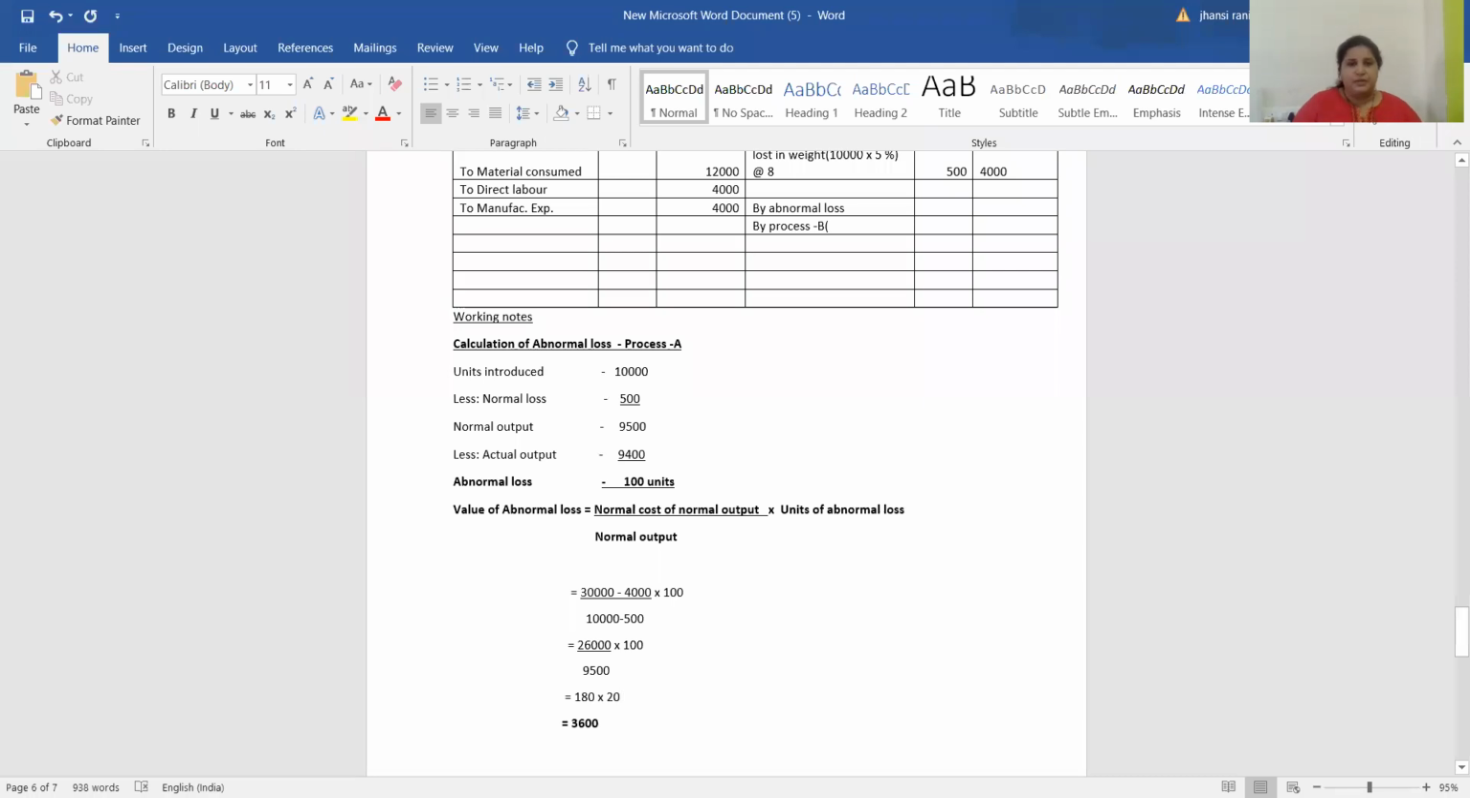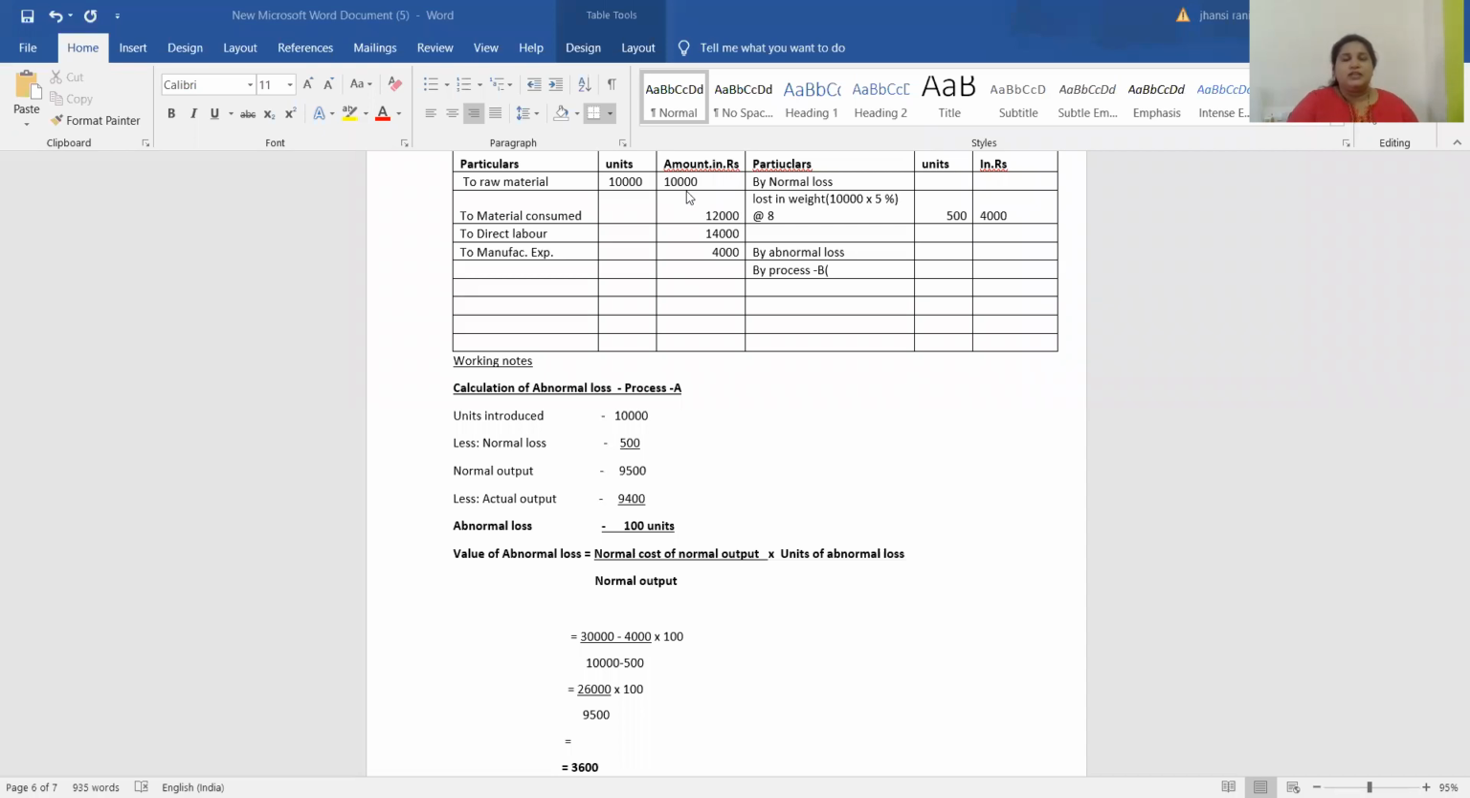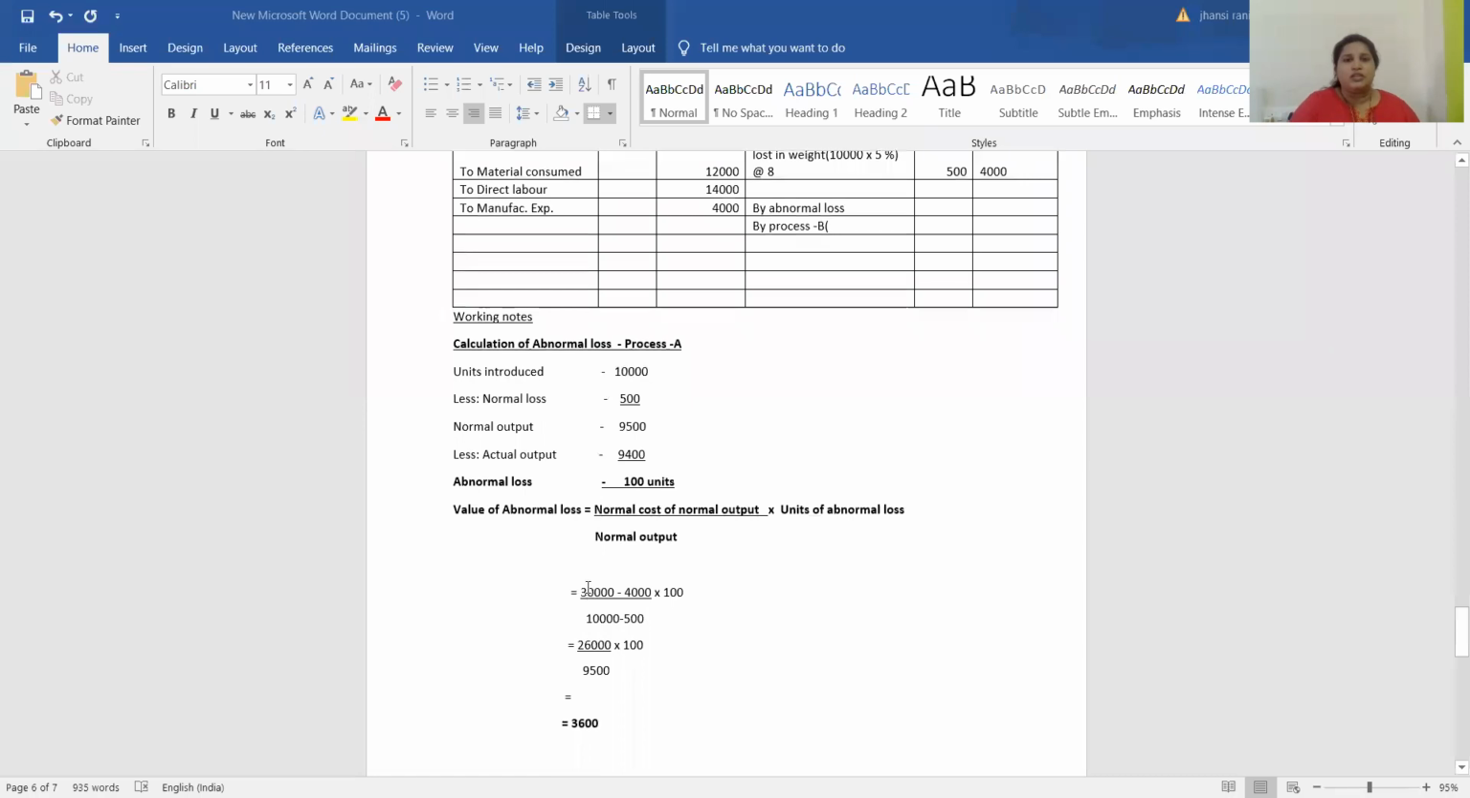26,000 divided by 9,500, it comes to... if you look at here, total on the debit side is 10,000 plus 12,000, 22,000, plus 8,000, it will be 40,000. Yes. So normal cost on the debit side is 40,000 minus 4,000, it will be 36,000. So 36,000 divided by 9,500 into 100.